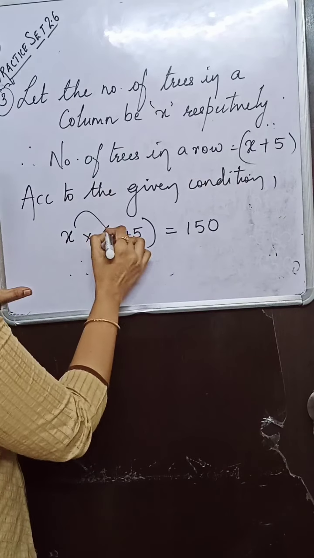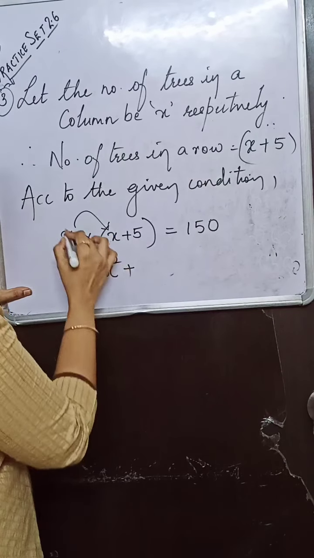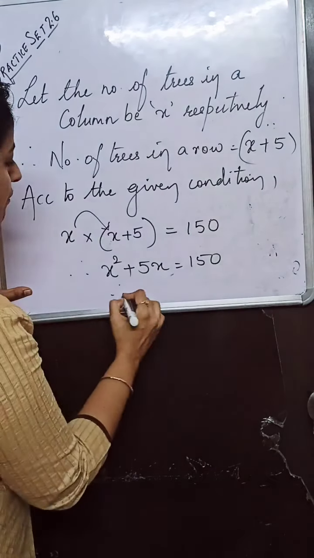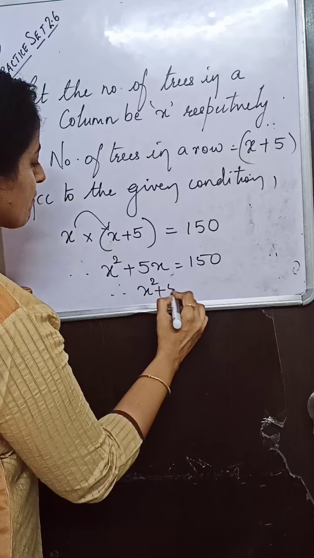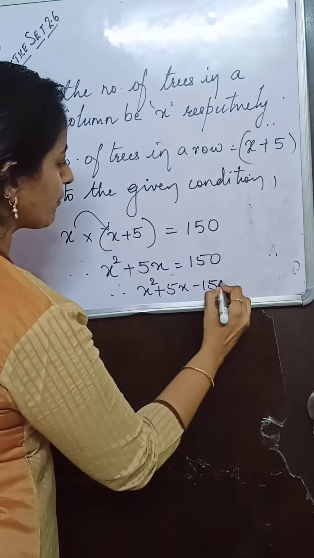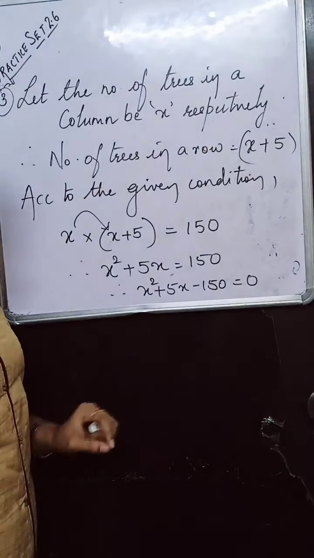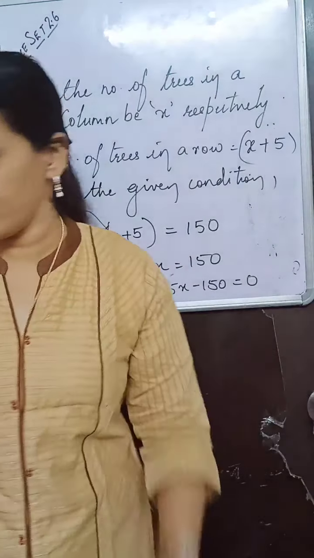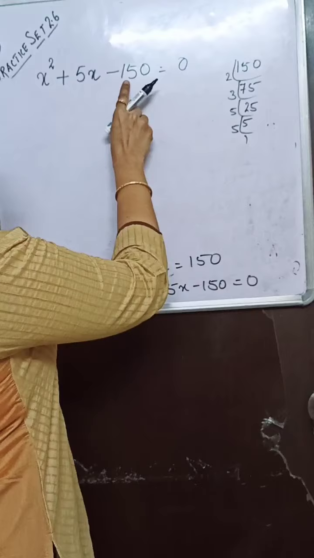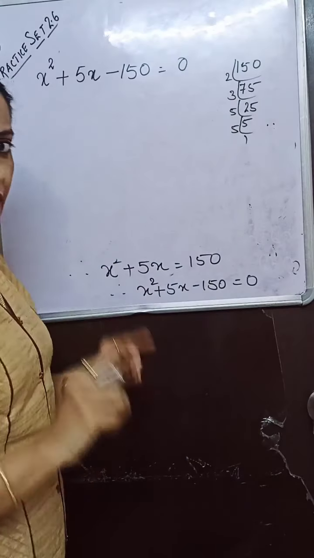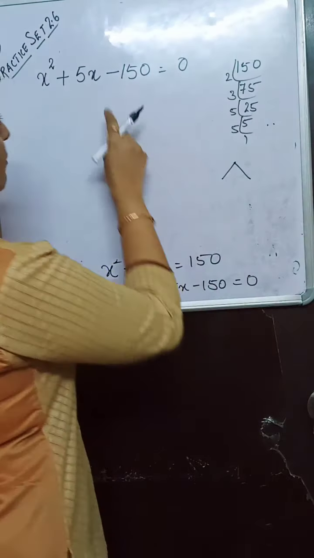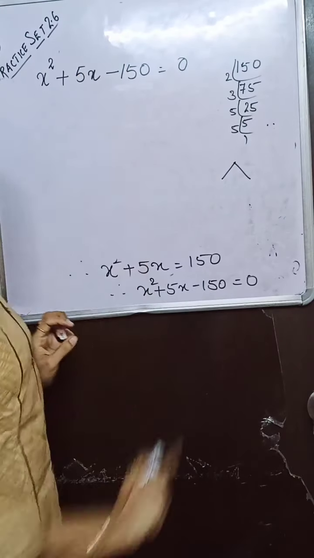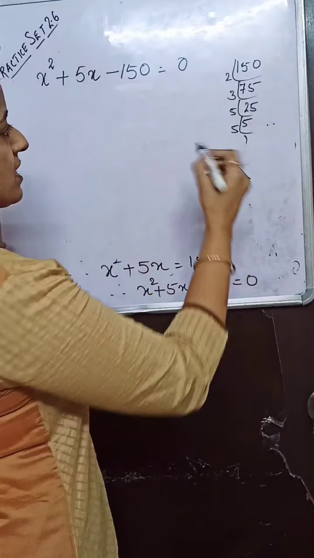Therefore, X into X will be X square plus X into 5 will be 5X is equal to 150. Therefore, X square plus 5X minus 150 equal to 0. Now, factorization method you apply, get the answer. So, I have factorized 150. I want two numbers that will give me minus 150 when I multiply and plus 5 when I add or subtract. Yes, I got it.